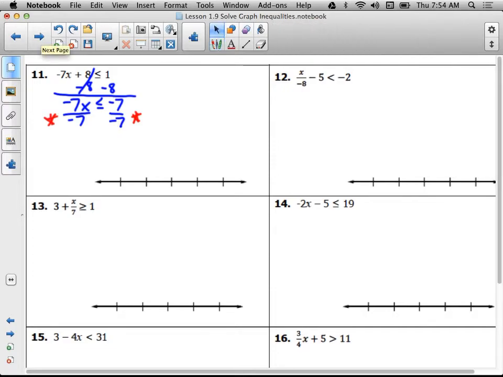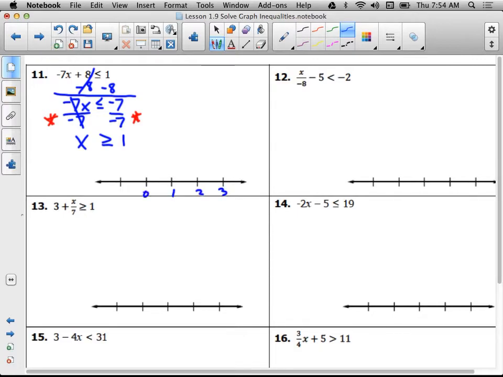Okay? Notice that. So what I've got here is x, and I'm going to flip the direction of the sign. It was less than or equal to, now it's greater than or equal to 1. All right? So I'm going to put 1 in the middle here. I'm going to fill in a closed circle at 1 because it's greater than or equal to, and then I'm going to go in the greater than direction. All right? And there we have it. Okay? So that was an example with flipping.